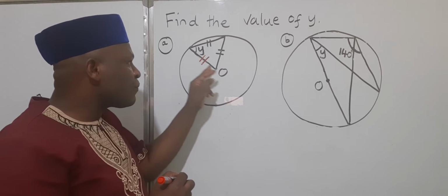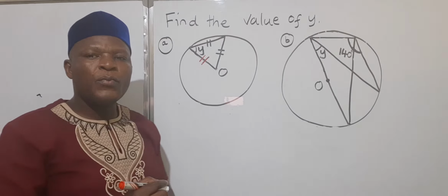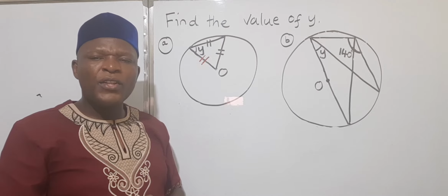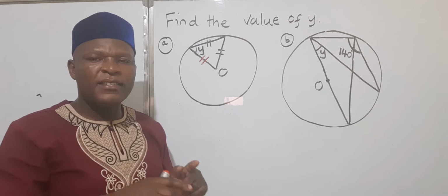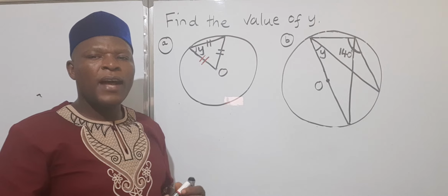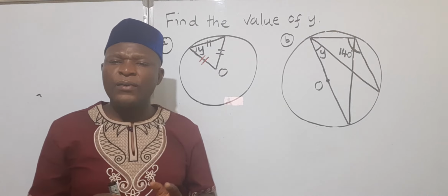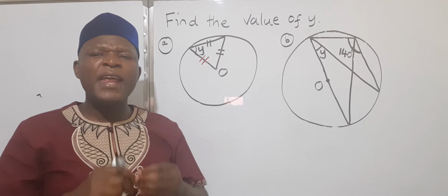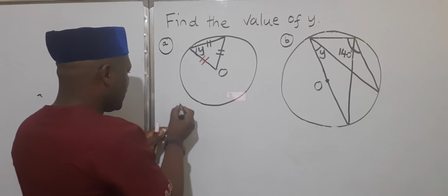Hence, this particular triangle in this circle is an equilateral triangle. And in an equilateral triangle, when you add all the three angles inside the triangle, the answer that you get is 180 degrees. Not just in an equilateral triangle, but the sum of interior angles of any triangle is 180 degrees.